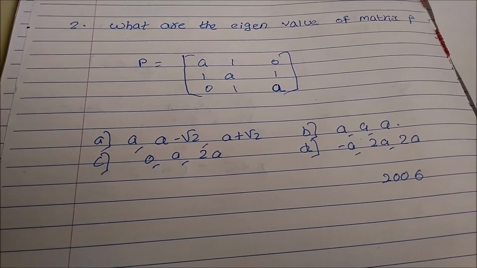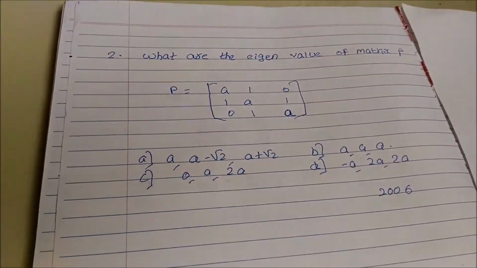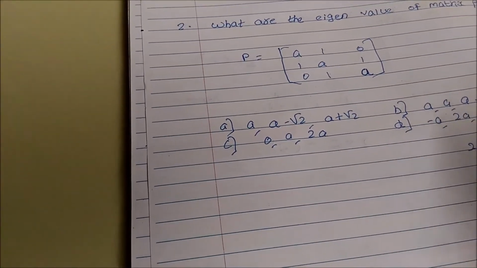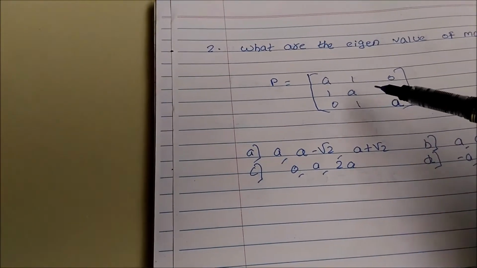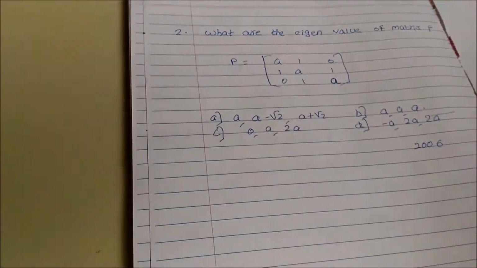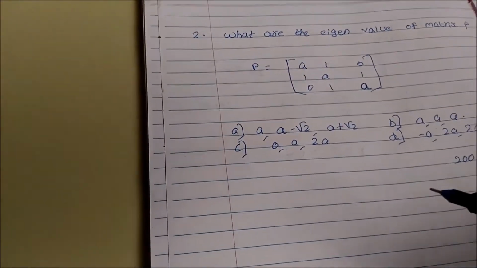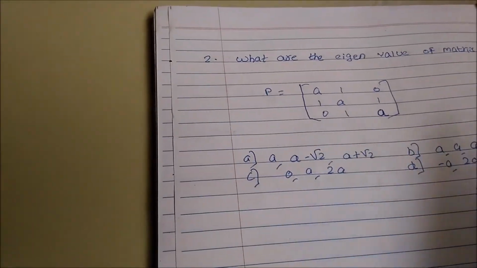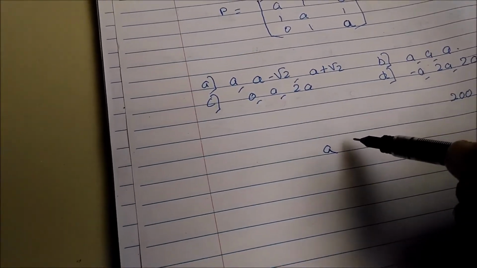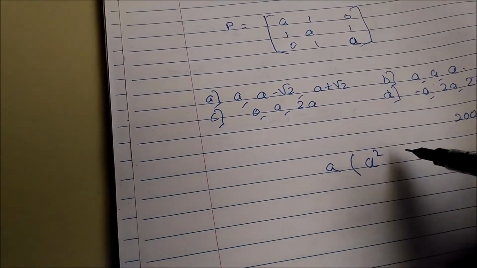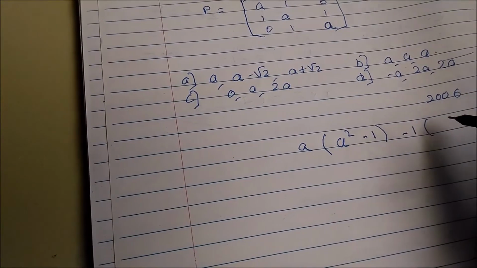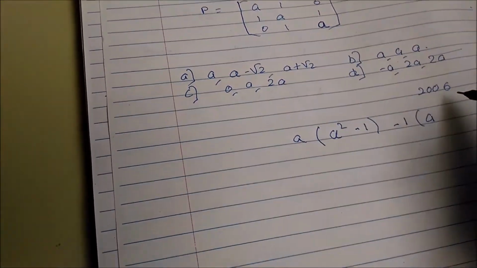Second question, this was asked in 2006. In this example also we need to find the eigenvalues. We can see that all options match 3a, which is our diagonal sum. So we cannot use our first property to get our answer, we will use our second property. First we need to take the determinant of this matrix. So let's do that.